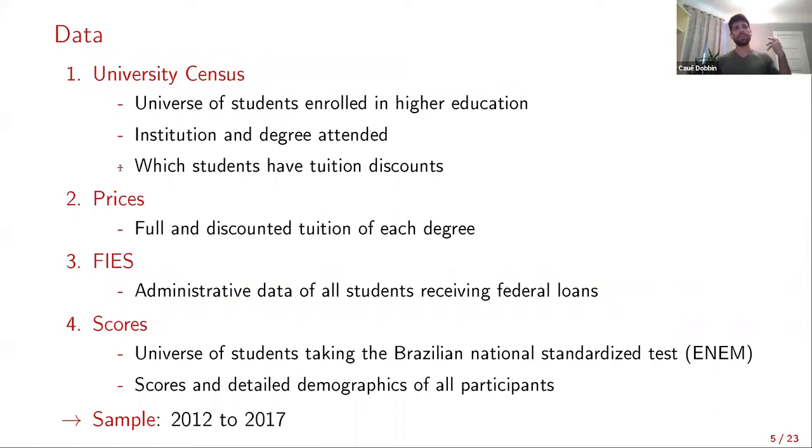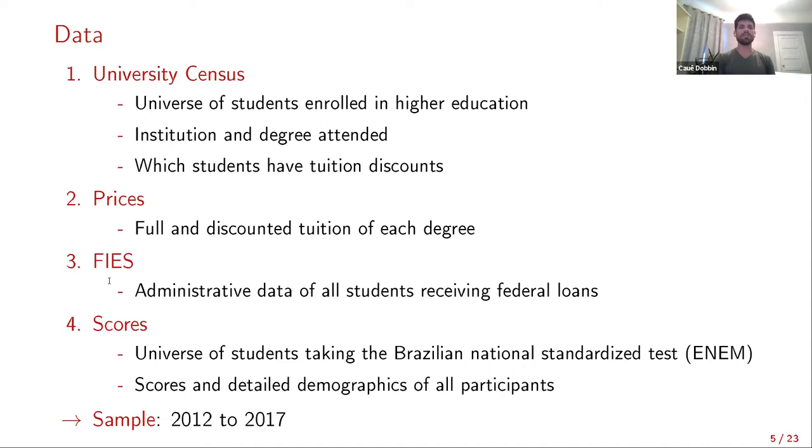We put that together with a data set on prices, in which we observe the full and the discounted price of each degree. And then third, we have the administrative data of all students receiving federal loans. So year by year, we see each student enrolled in the federal loan program. And we can match those data sets across each other, so we know from the census which of them are getting these loans.